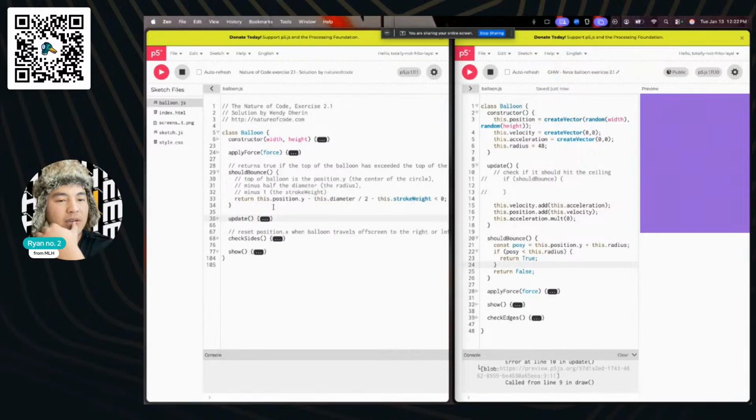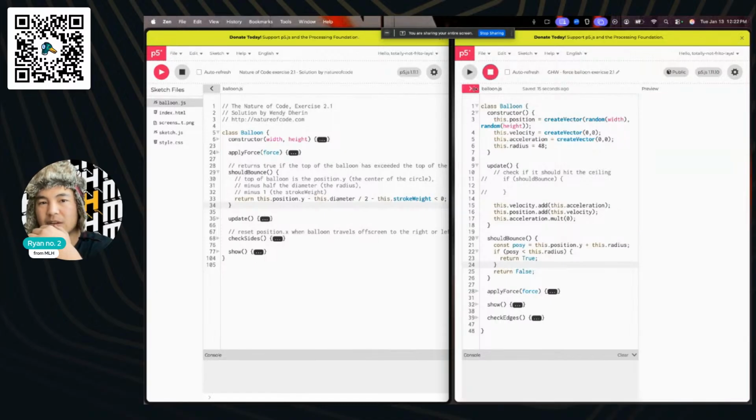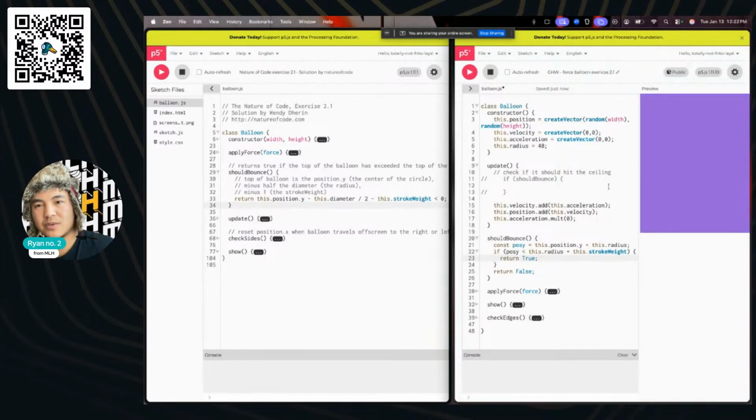Should bounce. Minus diameter divided by 2, and the stroke weight. I guess we should add the stroke weight. This dot stroke weight. Okay, so we did it in a slightly different way. I don't think that's going to be, what happened to our circle? Oh, it's just on the right side. Okay.